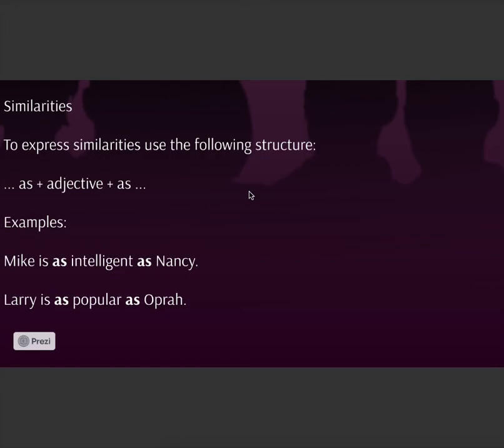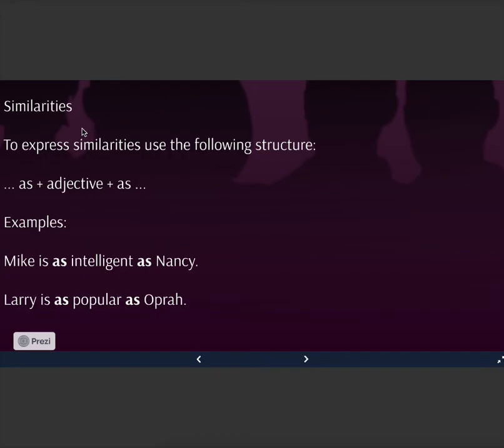Can you see? So, to do it, guys, you just have to follow this structure: as, the adjective, and as. You just put as, a normal adjective, without endings, without ers, absolutely nothing, and then another as. It is like making a sandwich of adjectives. And the word you are going to use is as. So look at this: Larry is as popular as Oprah. He is as popular as Oprah, they are at the same level.